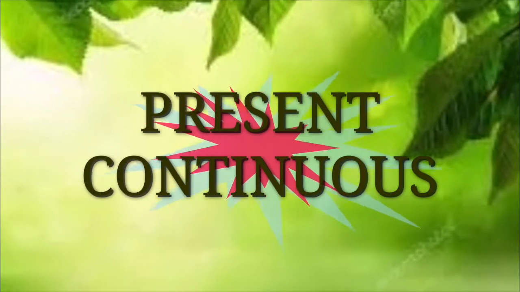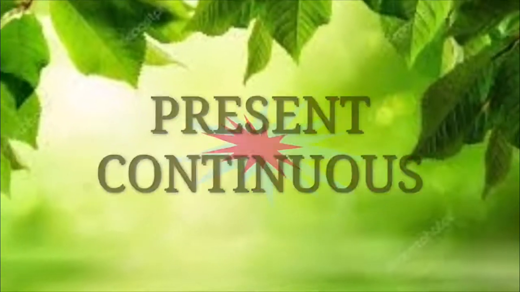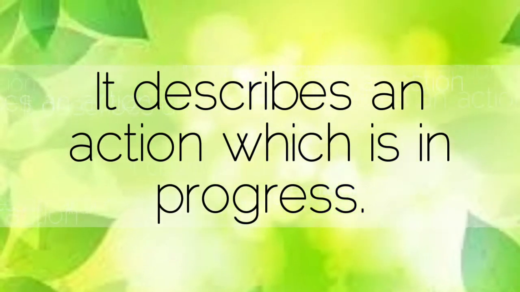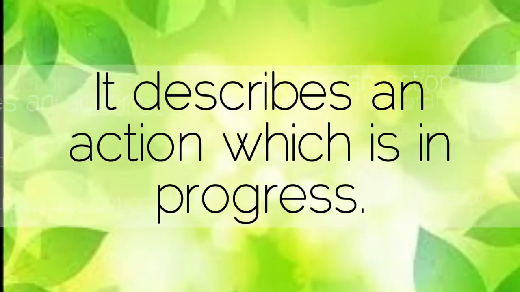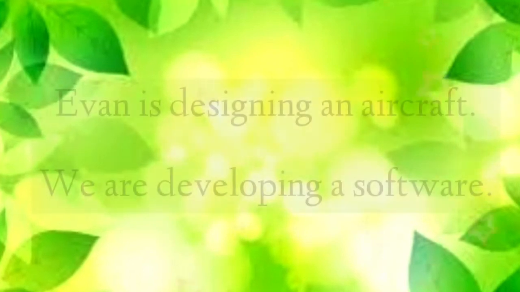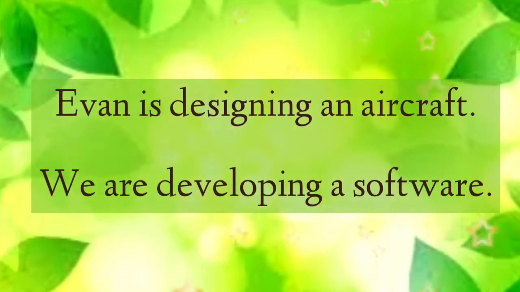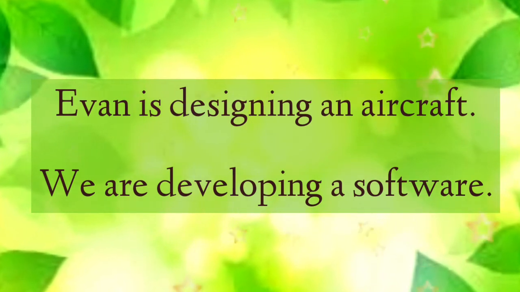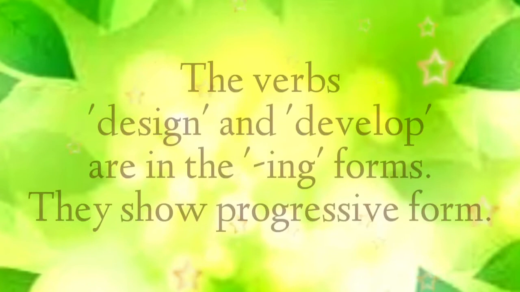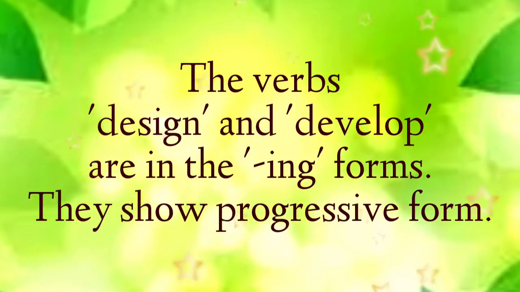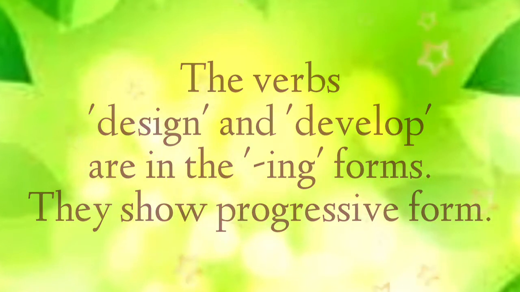Present continuous. It describes an action which is in progress. Examples: Ivan is designing an aircraft. We are developing a software. The verbs design and develop are in the ing forms. They show progressive form.